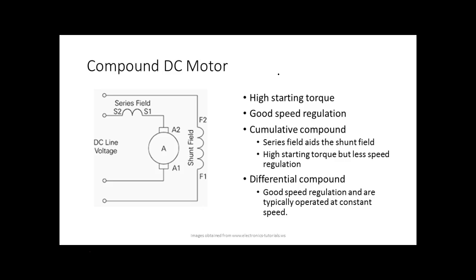And then we have what we call a cumulative compound, which has higher torque characteristics, but less speed regulation. Then we have a differential compound, which has good speed regulation, but doesn't have really good torque.